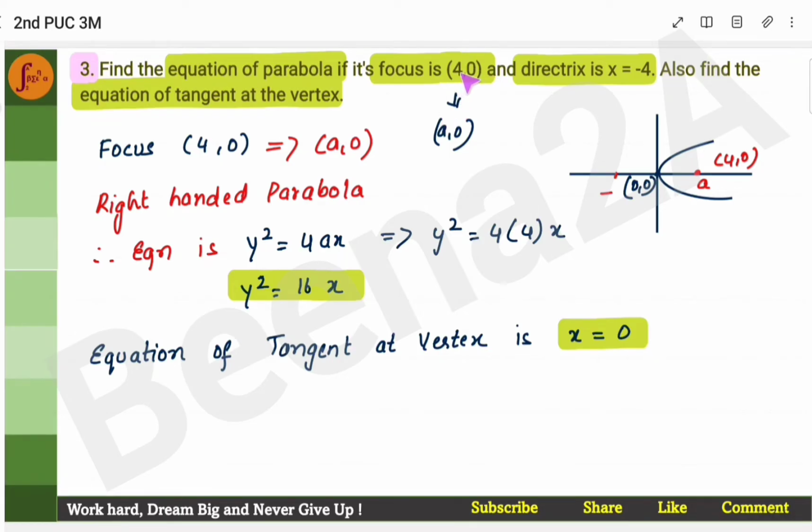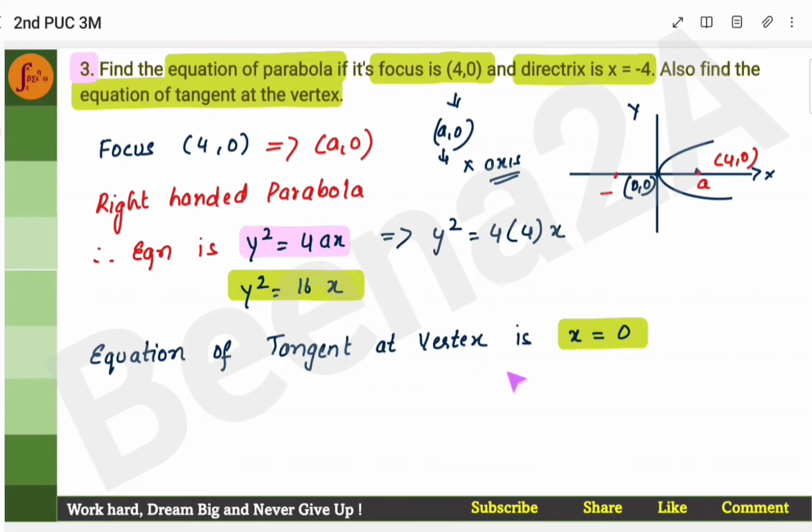Why? If you notice, this 4 is on the x-axis. So you have the focus on the x-axis, and it's positive. So this is the positive side of the x-axis. So the focus is here. Now, if the focus is here, that means it's a right-handed parabola. Very simple, right? Now, once I know it's a right-handed parabola, what is the equation? Y square is equal to 4ax. You know the a value, which is 4. Substitute, you'll get the equation.